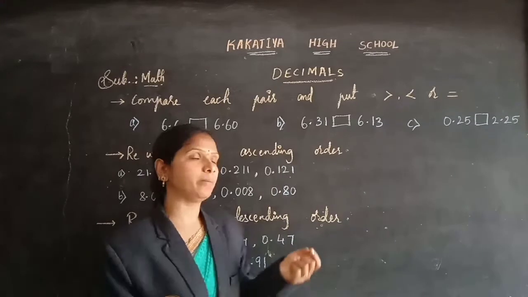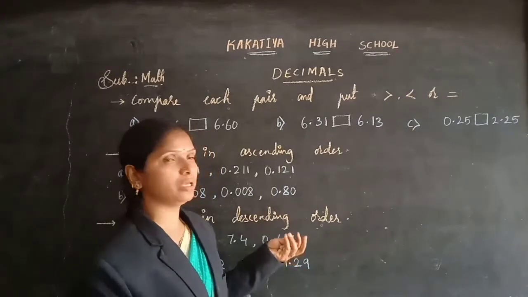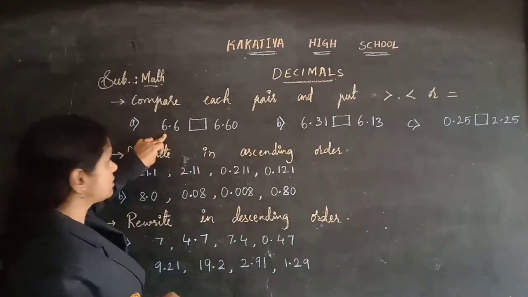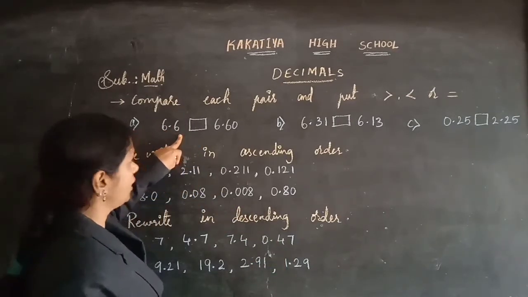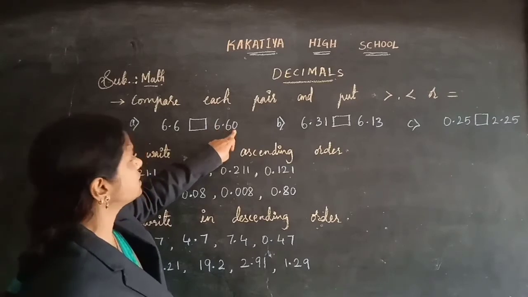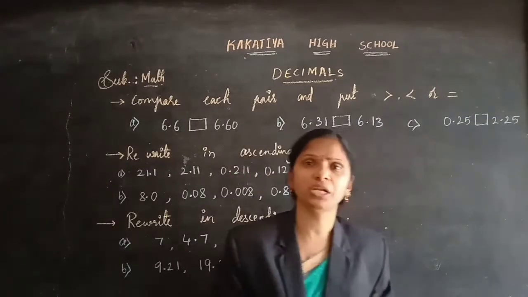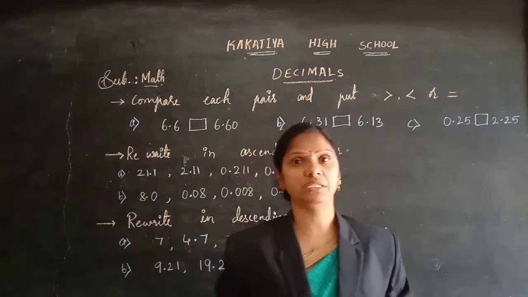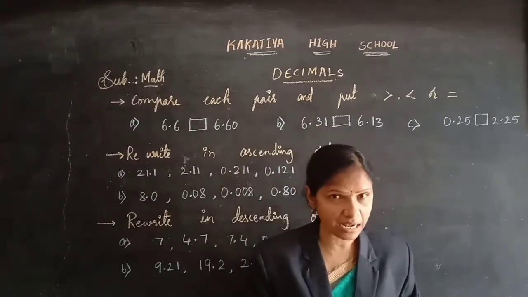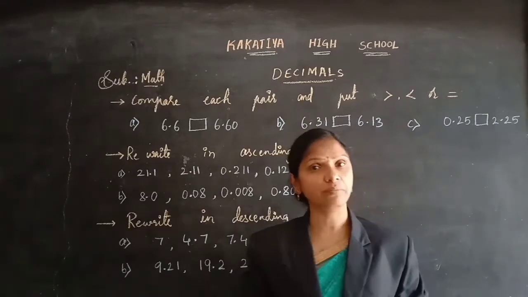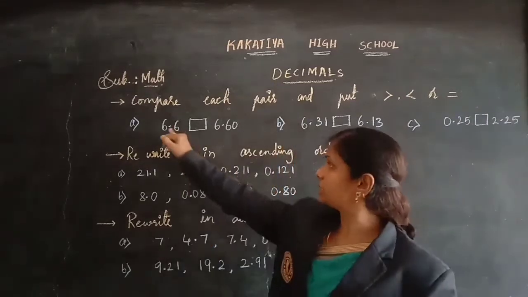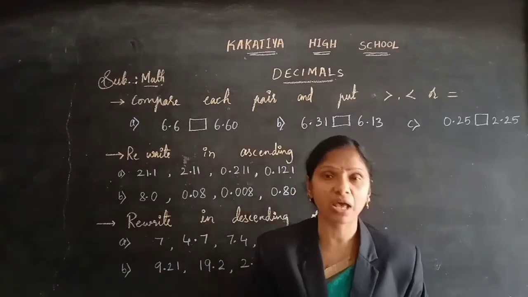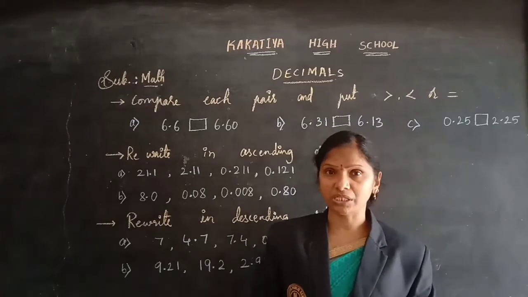Okay. First we need to compare it. Compare means we need to keep which is bigger, which is smaller, which are equal here. You see, first one 6.6 and 6.60. Before comparing, children, first you need to know about like or unlike decimals. What are the like decimals and what are the unlike decimals? Like decimals are those where, after the decimal point, you have the same number of digits, so those types of decimals are like decimals.